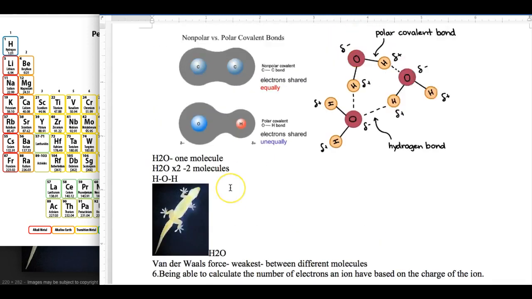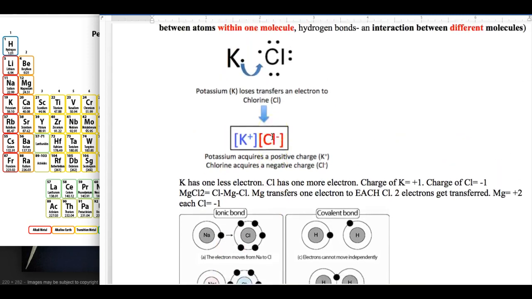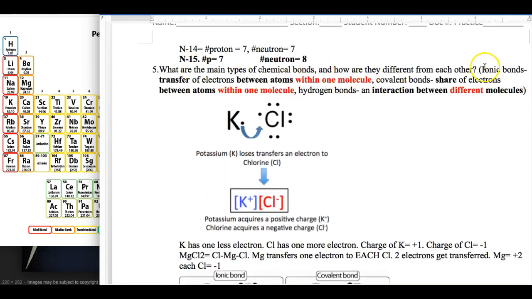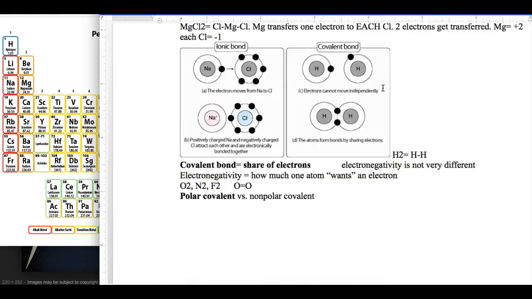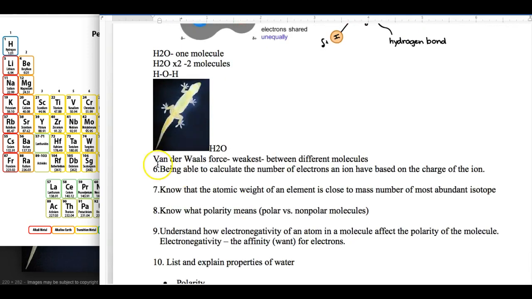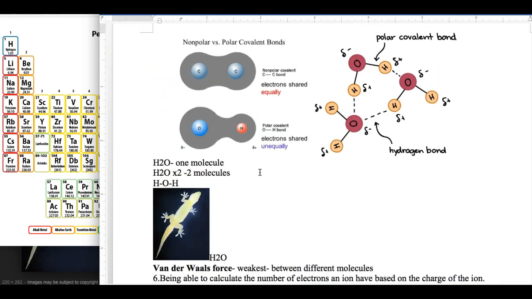Okay, so make sure you know that both ionic bond and covalent bond are within one molecule, within the one thing that you can hold on to. Hydrogen bond and van der Waals force are both types of attraction between different molecules. So what does within one molecule mean?